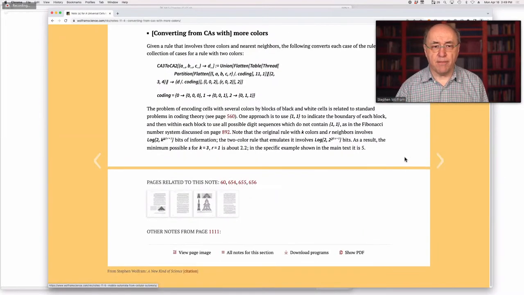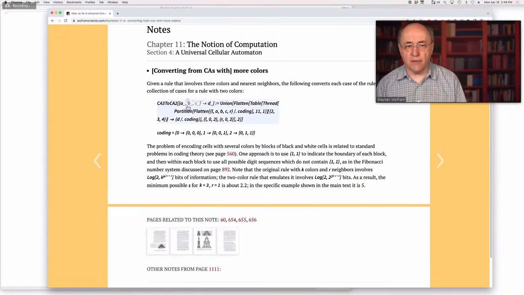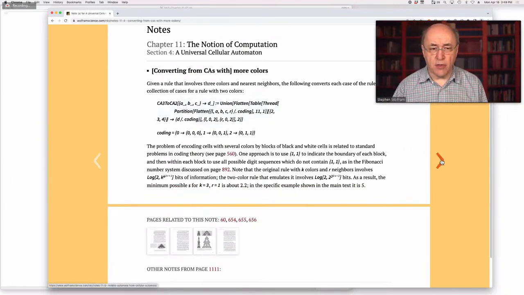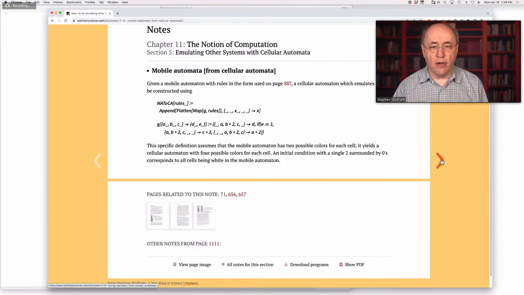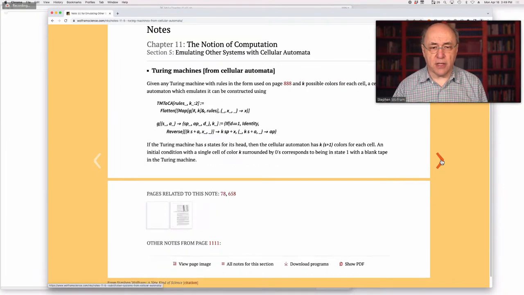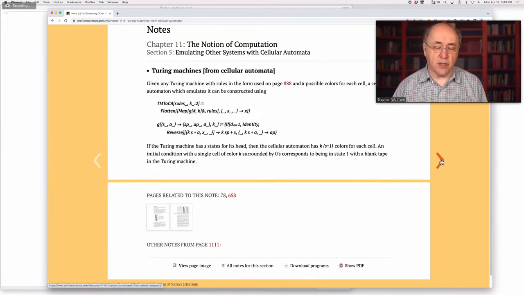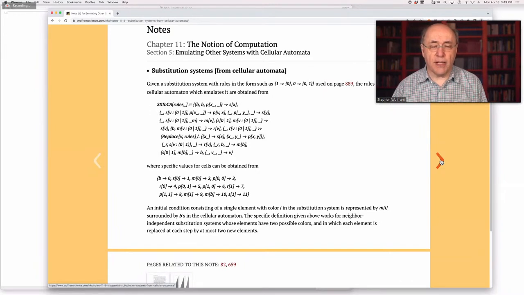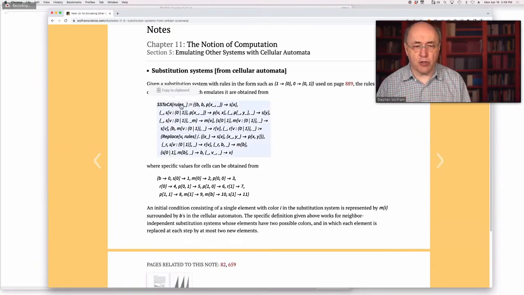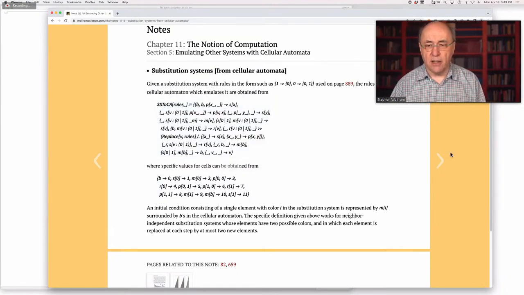It can emulate it. Okay, so these are more details about converting from cellular automata with more colors to ones with two colors, just code for doing that. Now, these other emulations, mobile automata to cellular automata, that's the code. Turing machines from cellular automata, cellular automata emulating Turing machines, that's the code, it's very straightforward. Substitution systems, a little bit more complicated. This is essentially a compiler from substitution systems to cellular automata. And then what it's doing here is making a symbolic compiler, making an assembly language where it's putting out things like M of zero, P of one and zero. And then this is the assembler that's going down from, okay, that was P of one and zero, we'll call that six in the final cellular automaton.